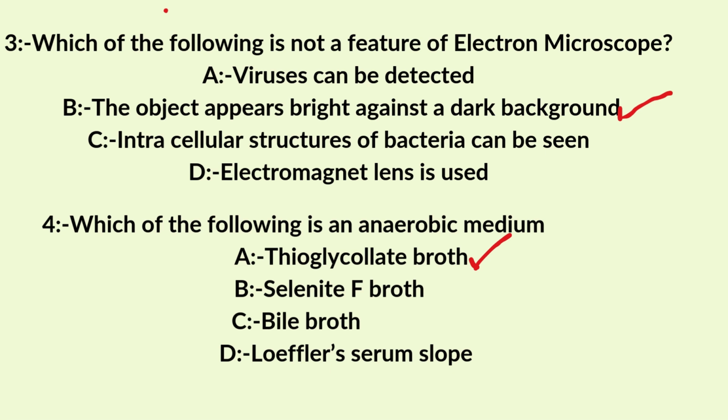Next question, which of the following is not a feature of electron microscope? Options: viruses can be detected, the object appears bright against a dark background, intracellular structures of bacteria can be seen, electromagnetic lens is used. The answer is option B, the object appears bright against a dark background. That is, this feature belongs to light microscope. In electron microscopy, the electrons are the source of illumination. So the second one is the answer.